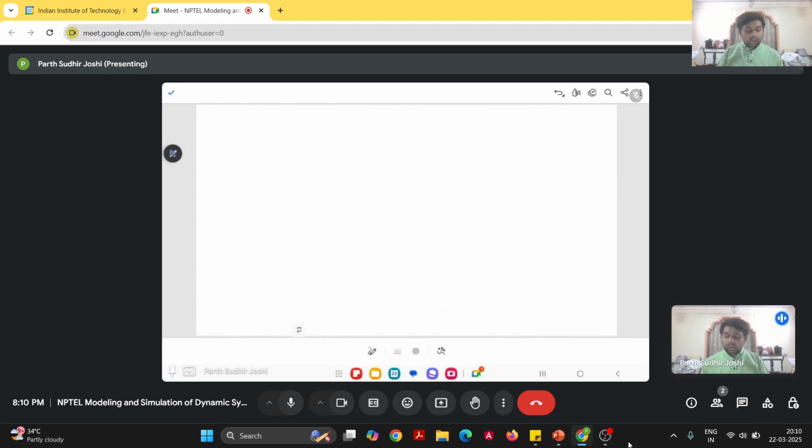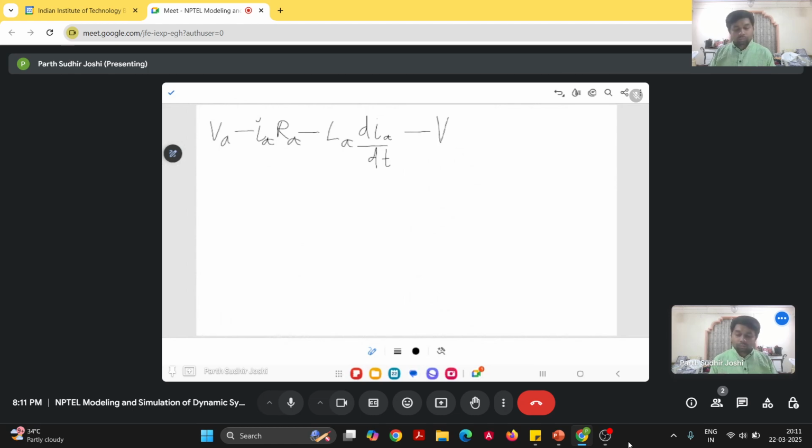Now we can write down the differential equation for the armature using Kirchhoff's current law or Kirchhoff's voltage law. So let us write down the equation for the equivalent circuit for the armature. So this is the equation for the equivalent circuit for the armature windings.